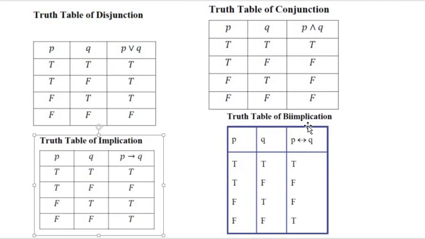Now consider the biconditional proposition. The biconditional proposition P if and only if Q is true only when both propositions P and Q assume the same truth values. So P true, Q true, P if and only if Q is true; P false, Q false, P if and only if Q is true. For all other 2 cases, P if and only if Q assumes the truth value F.